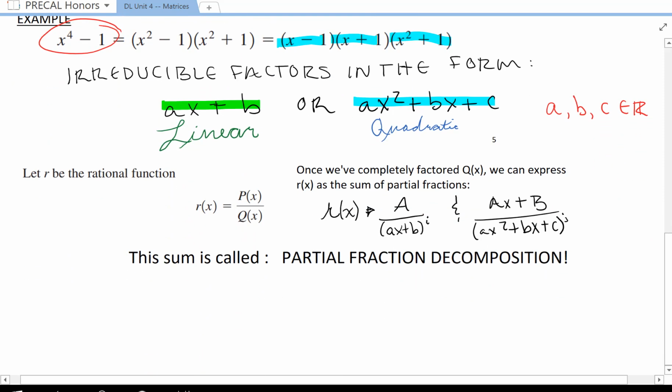So, back to what we were saying before, let R be the rational function. R of x is equal to P of x over Q of x. Once you've completely factored Q of x, you can express R of x as the sum of partial fractions. This is called partial fraction decomposition. Okay, so let's do it.